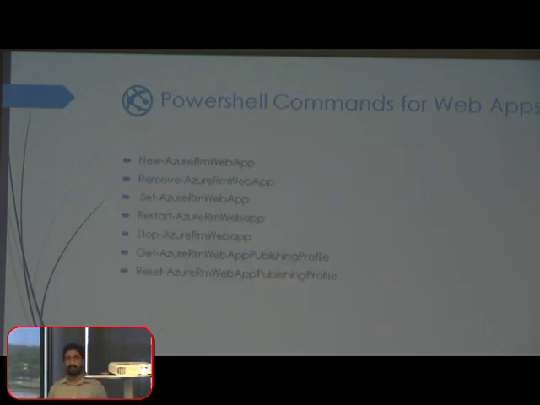Different sets of web app PowerShell commands include New-AzureRmWebApp, which creates a new web app, Remove-AzureRmWebApp, which deletes a web app, and Set-AzureRmWebApp. We can set different configuration settings for our existing web apps using this command. We can start and stop our web apps using Start-AzureRmWebApp and Stop-AzureRmWebApp commands. And there are a couple of cmdlets for generating the publishing profile, which can be used for publishing our web apps from FTP or other sources.